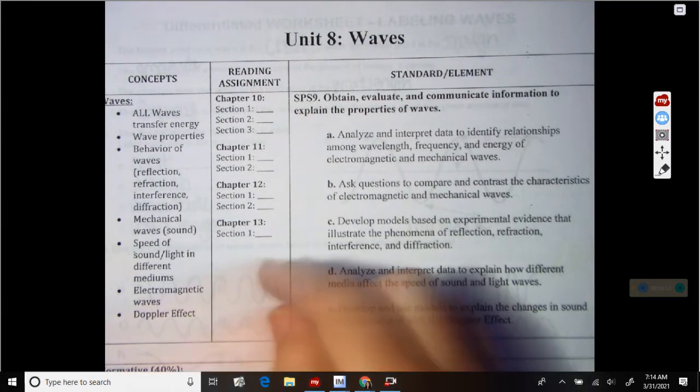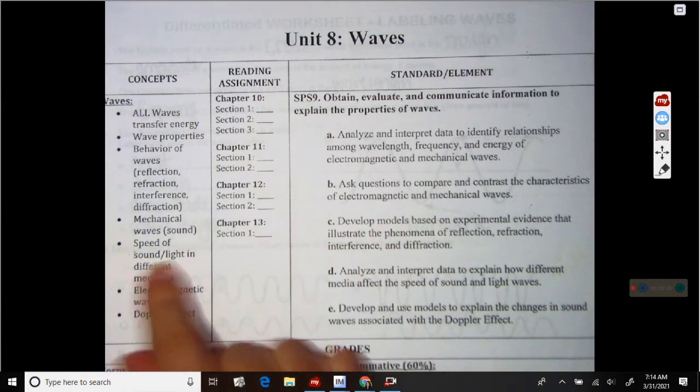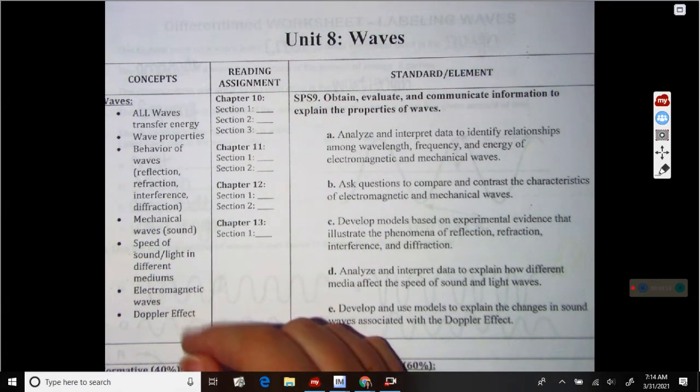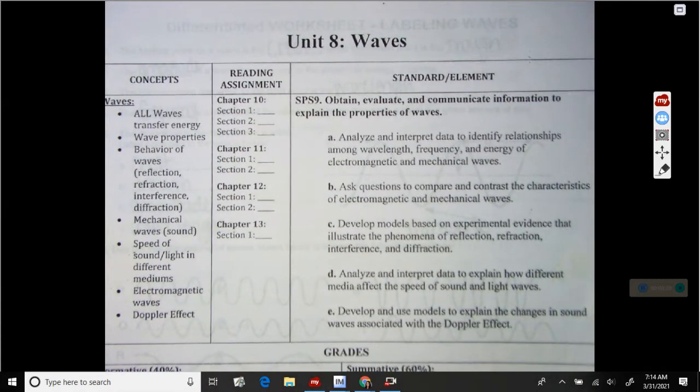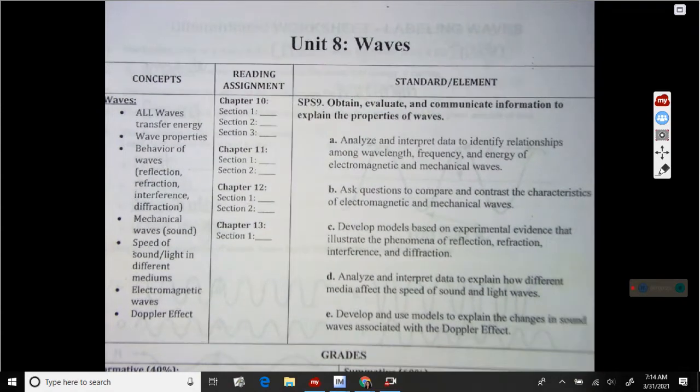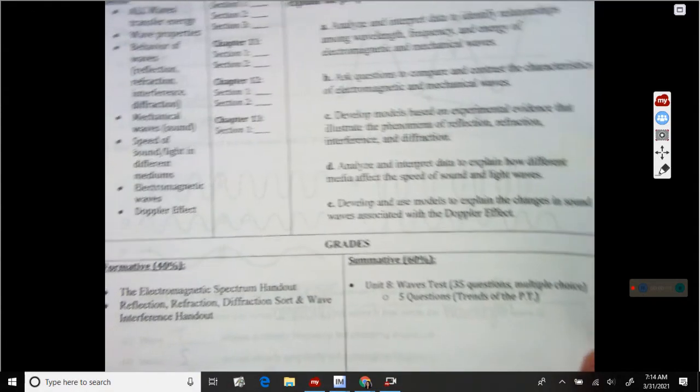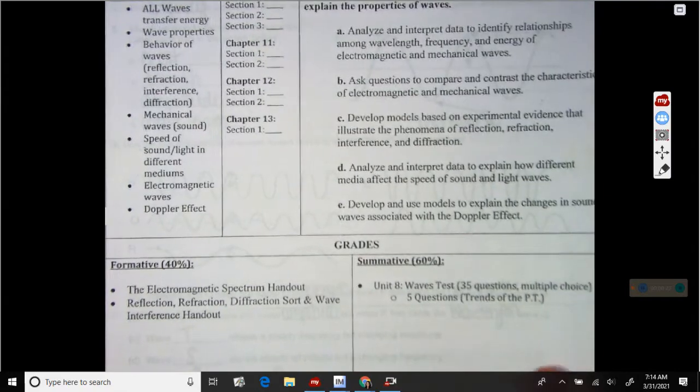We're going to talk about sound waves. We're going to talk about the difference in speed and the speed of light and sound waves. We're going to talk about the electromagnetic spectrum and the Doppler effect. So down at the bottom, you'll see a couple things that we're going to use for grades.